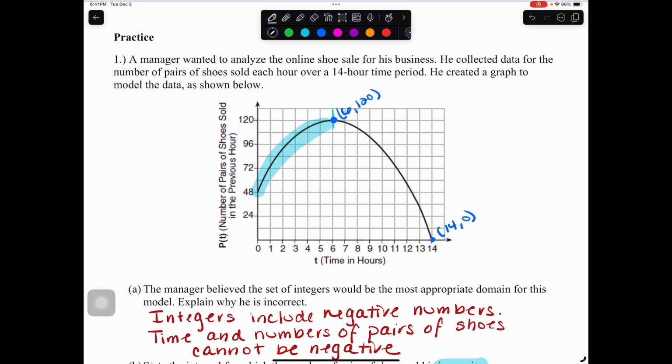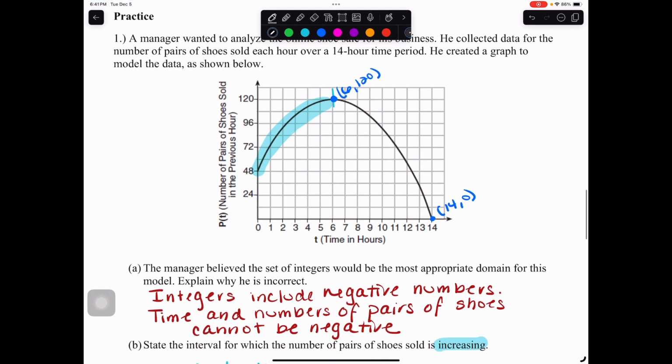Number 1, a manager wanted to analyze the online shoe sale for his business. He collected data for the number of pairs of shoes sold each hour over a 14-hour time period. He created a graph to model the data as shown below. So that's the picture that you're looking at. So we see time in hours on the x-axis. So that's really the t-axis here. And on the y-axis, we actually see it labeled with P of t, which is the number of pairs of shoes sold in the previous hour.